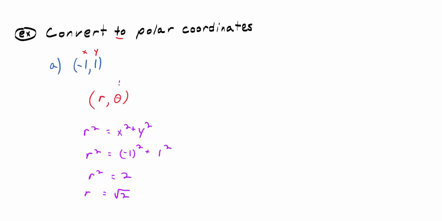So what's the relationship between x and y and theta? It's a tangent. Okay, so tangent of theta equals what? 1 over negative 1. Yeah, so it'd be y over x, which would be 1 over negative 1. So you get tangent theta is equal to negative 1, but you better be careful.